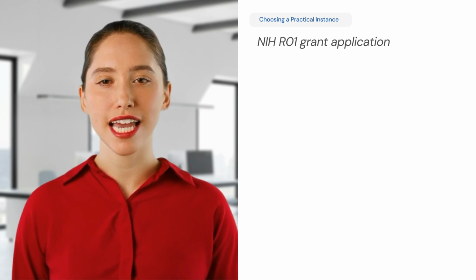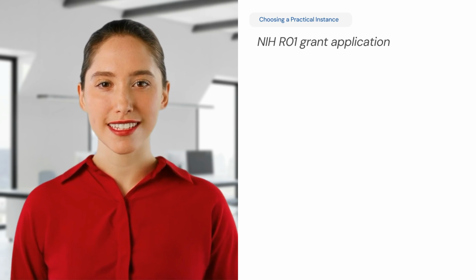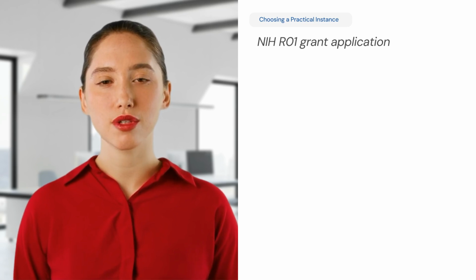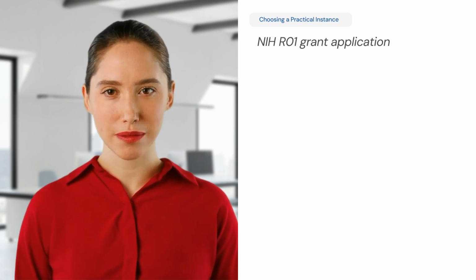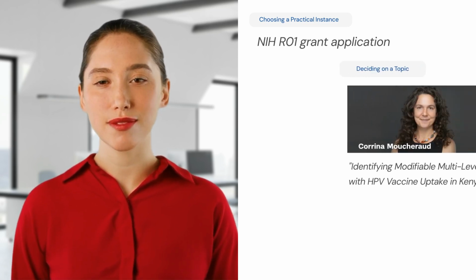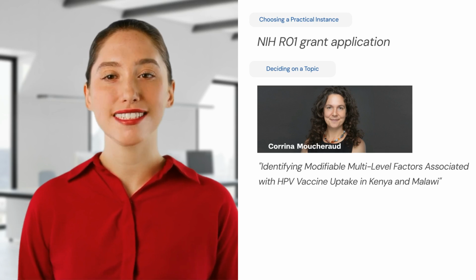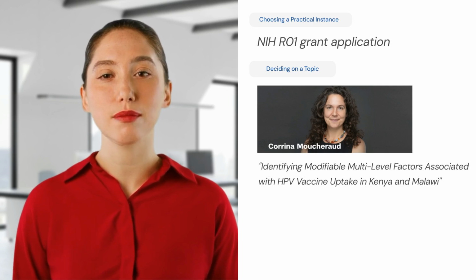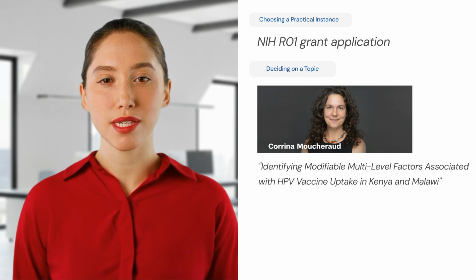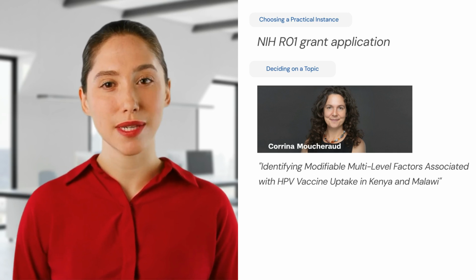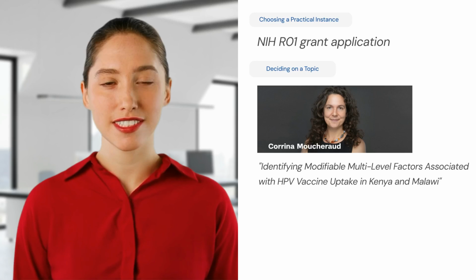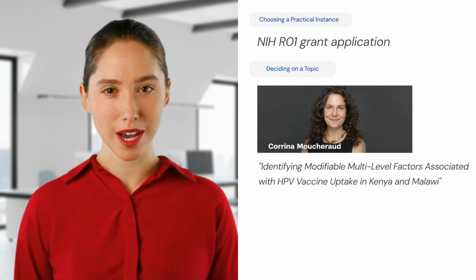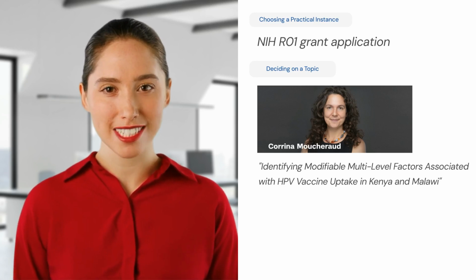Next, we need a topic for the NIH R01 application. Since I study at NYU School of Global Public Health, we should choose a topic used in this school for an actual NIH R01 application. We found Dr. Corina Moucherel, a top faculty member who had a successful NIH R01 application on identifying modifiable multi-level factors associated with HPV vaccine uptake in Kenya and Malawi. This grant was so exceptional that it was converted to an R37 grant, which happens to less than 1% of R01 grants. This topic is perfect for our exercise.